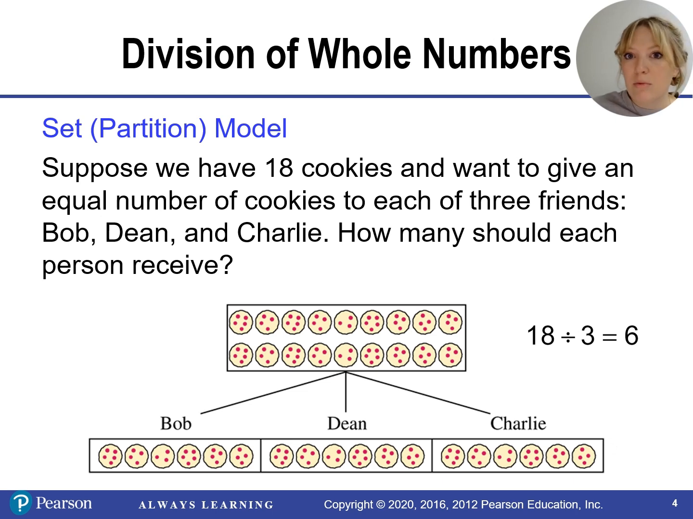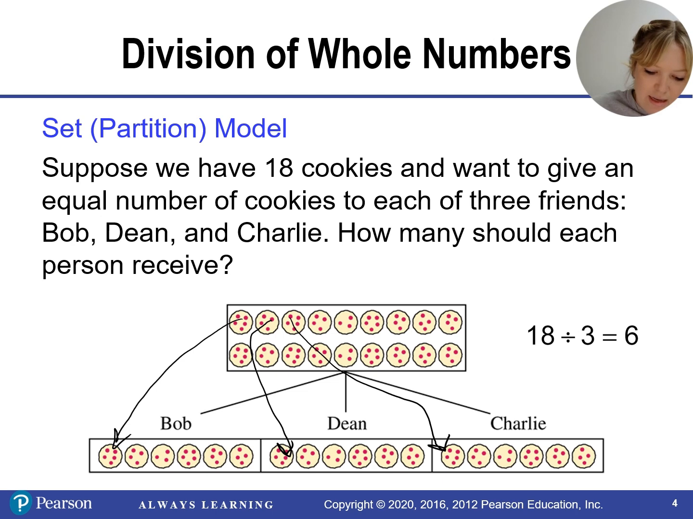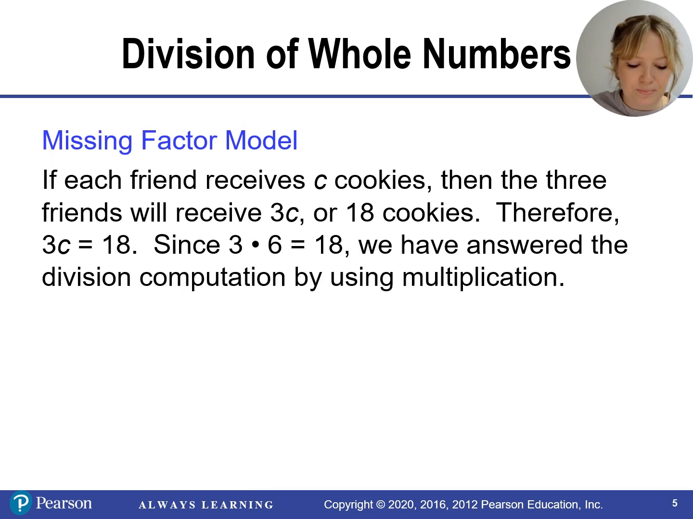The action of this partition model is to say, okay, you get a cookie, you get a cookie, you get a cookie. And then you keep divvying out or passing out like you would with playing cards. You give each person a cookie until you run out of cookies. So each person gets a total of 6 cookies, so 18 divided into 3 equal groups gives us 6 in each group, so 18 divided by 3 equals 6.